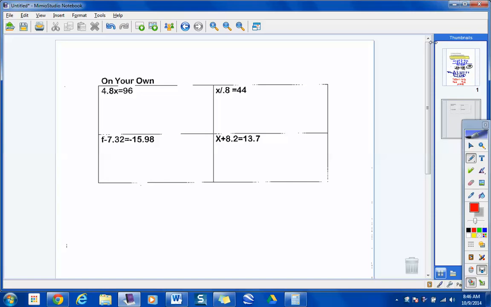Oh no! Plenty of time. I'm just getting started though. Wait, I don't get that. It's 0.8, right? Yeah, x divided by 0.8 equals 44. Yep, yep.